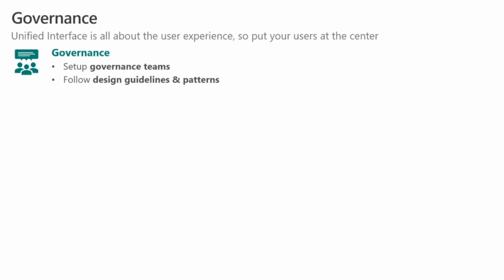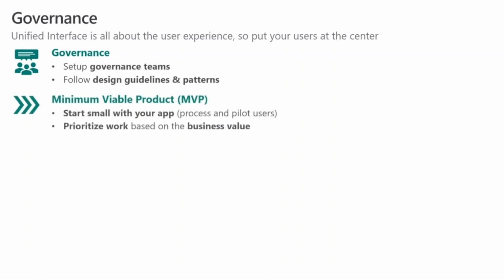So set up governance teams where the business is involved and follow design guidelines and patterns that you can define within your organization or have shared guidelines. You can approach the project with a minimum viable product approach, so MVP, to start small with your app, to handpick a few processes and pilot users to get started very quickly, and prioritize work based on the business value.